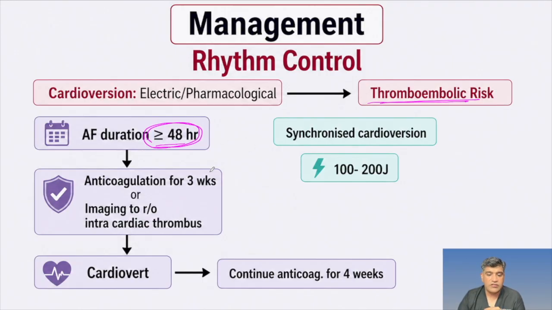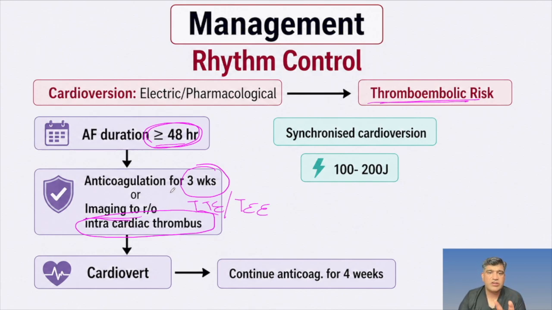either the patient is anticoagulated for 3 weeks or you have confirmed with the help of imaging, transthoracic echo or transesophageal echo, that there is no intracardiac thrombus. If there is an intracardiac thrombus, then you should not cardiovert. That thrombus can dislodge from the heart and cause a systemic embolus or a stroke.